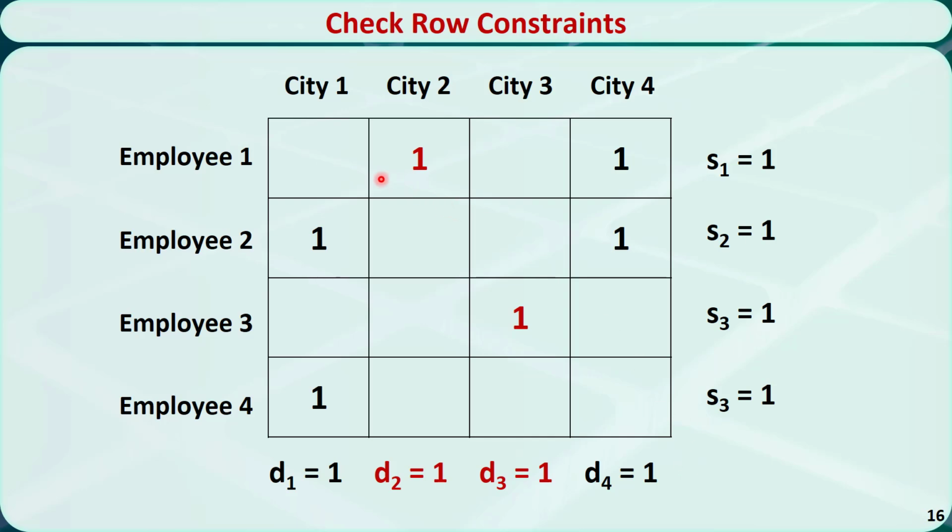Now let's check the row constraints. For the first row, the sum should be equal to 1. We know this must be 1, so this should be changed to 0. For the second row, we cannot decide which one should be removed. For the third row, this is already 1 and the constraint is satisfied. For the last row, for the sum to be 1, we know this cell must be 1.